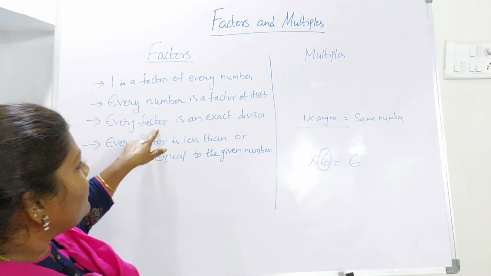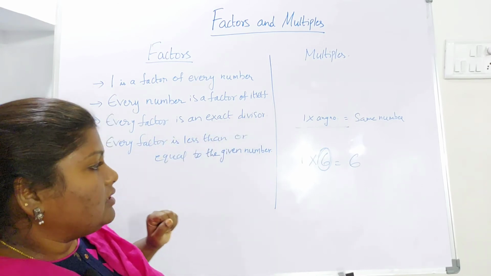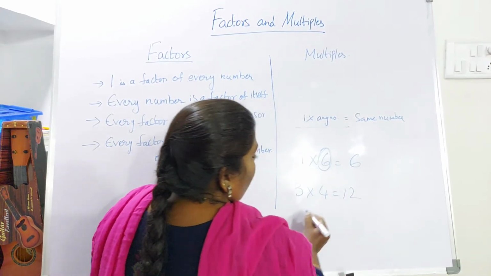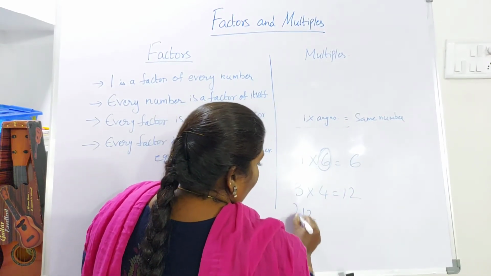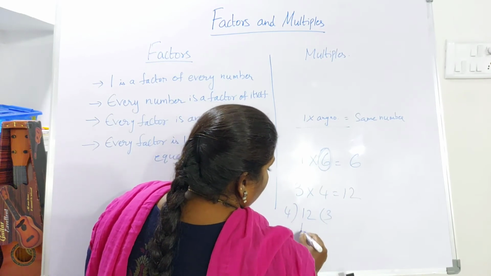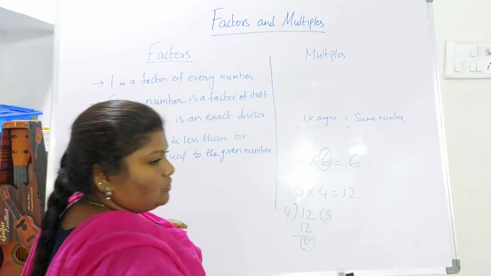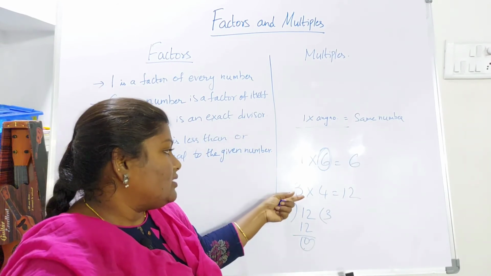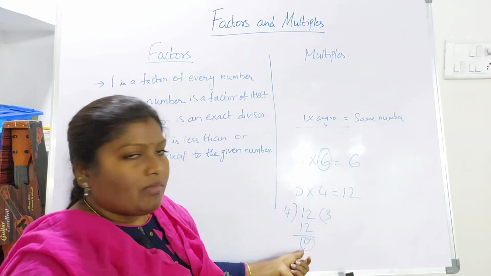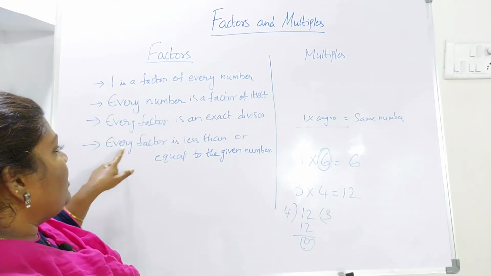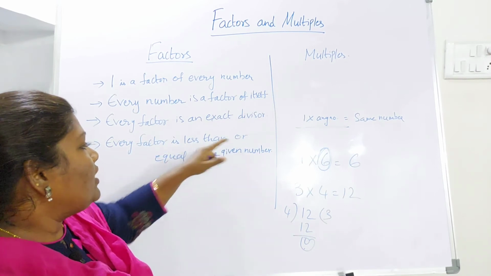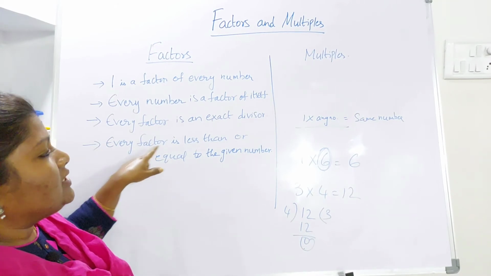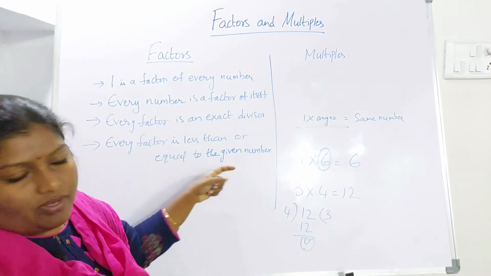Next one, every factor is an exact divisor. For instance, 3 into 4 is 12. Now take 12 and divide by 4: 4 threes is 12, and you get remainder 0. So every factor is an exact divisor. The factor can divide the product leaving remainder 0. Next, every factor is less than or equal to the given number, as I have explained earlier.